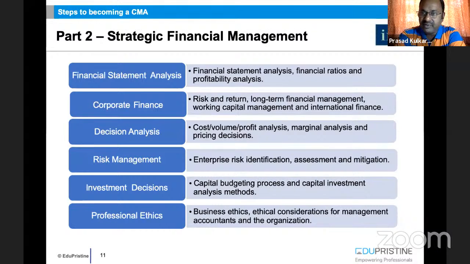Decision analysis, again a very important topic. A tool, or a skill, that every CMA should possess. Decision analysis and investment decisions are two very related, linked topics. One is CVP, that is marginal analysis. You should be very fluent in understanding what is marginal analysis, marginal costing, and what is absorption costing. The difference: you should have your cost sheet right in your brain at all times in your career.